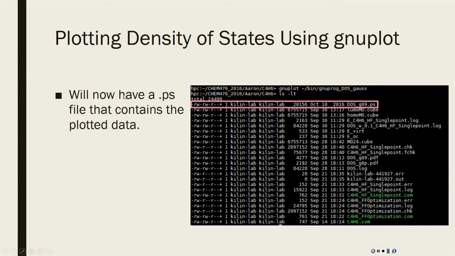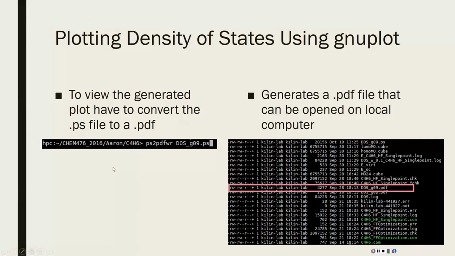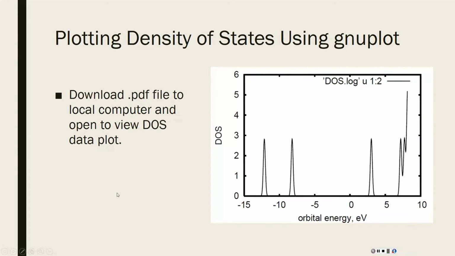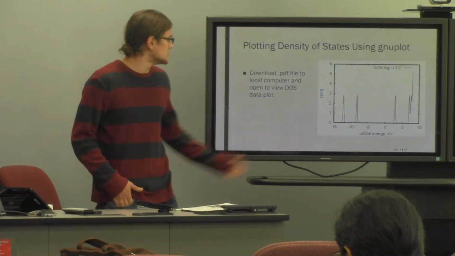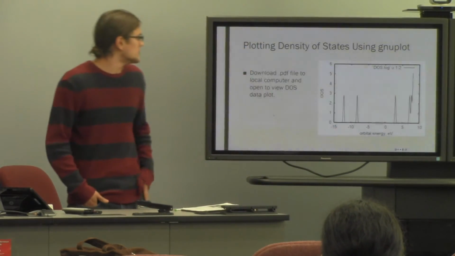So now if we recheck our directory, we should have a dos_go9 PostScript file. We don't really know how to open a PostScript file with a lot of common programs that we use, so we have to convert it to a PDF, which you can do with ps2pdf and then the name of the file. After you do that, if you recheck your directory, you'll have a PDF file. You can download that to your local computer, and then you can open it up, and we have a nice little density of states file.